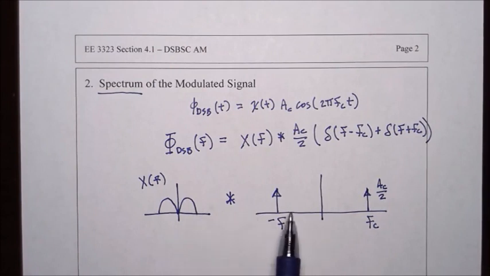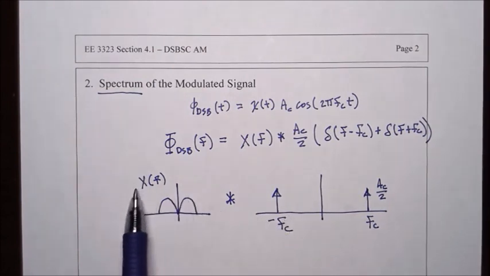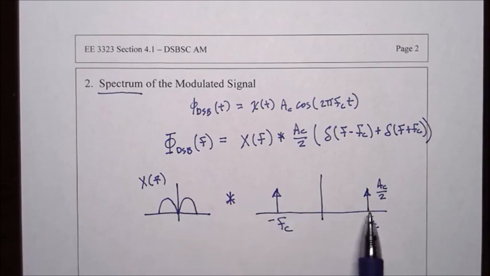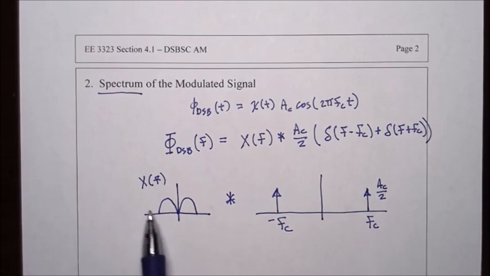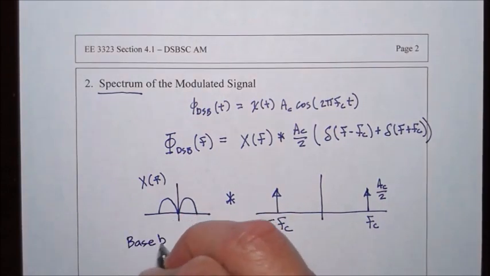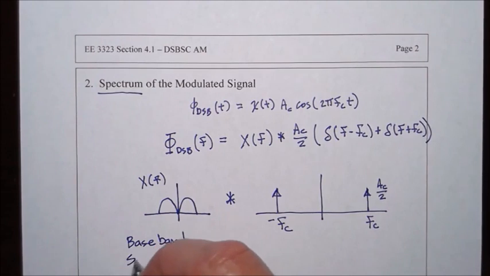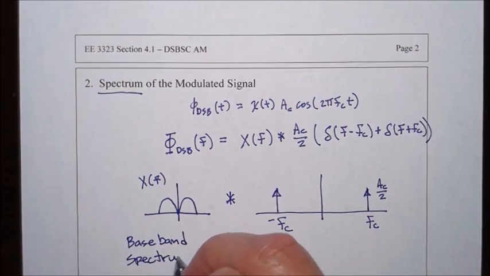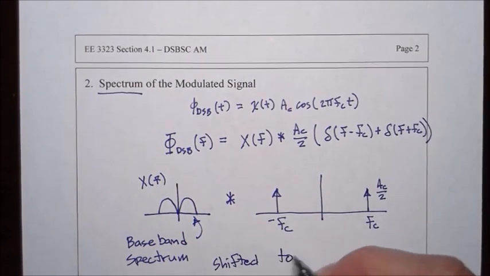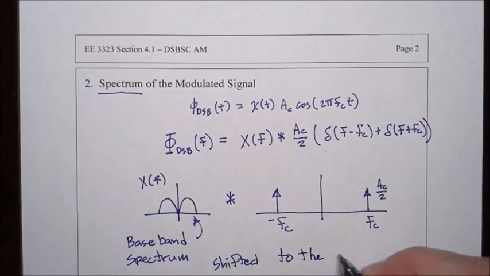When we carry out this convolution, we get the spectrum of the message signal shifted up and centered at the frequency of the carrier signal. So this shifts the baseband. This is the baseband spectrum, shifted to the carrier frequency.